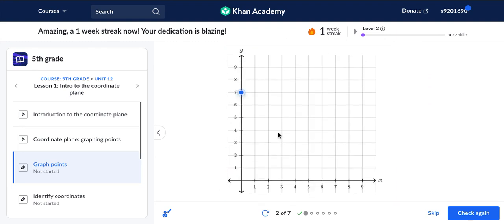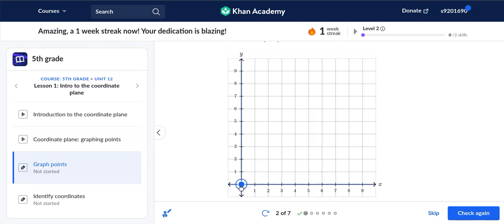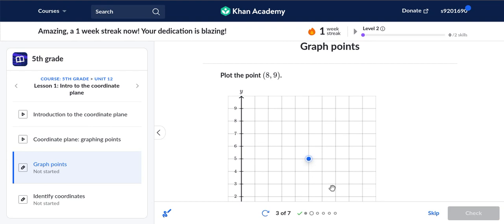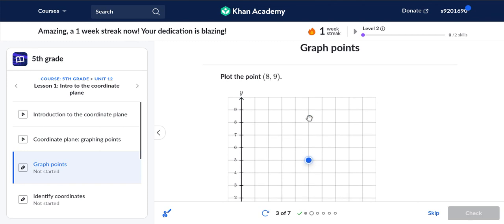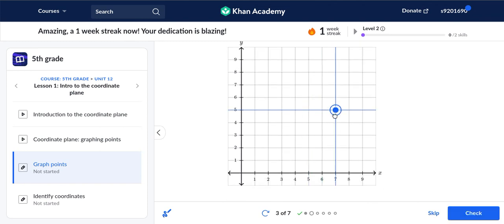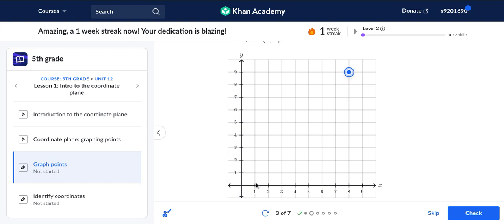Oh, I totally forgot. I had learned this when I was in 5th grade. Oh, shoot. It's my fault, guys. So now we're going to plot 8 and 9. We're going to pay attention to the x-axis and the y-axis. First, we have 8 and 9. We are going to go further on the x-axis. We're going to move up the y-axis until we see 9. And right here, this is the origin.